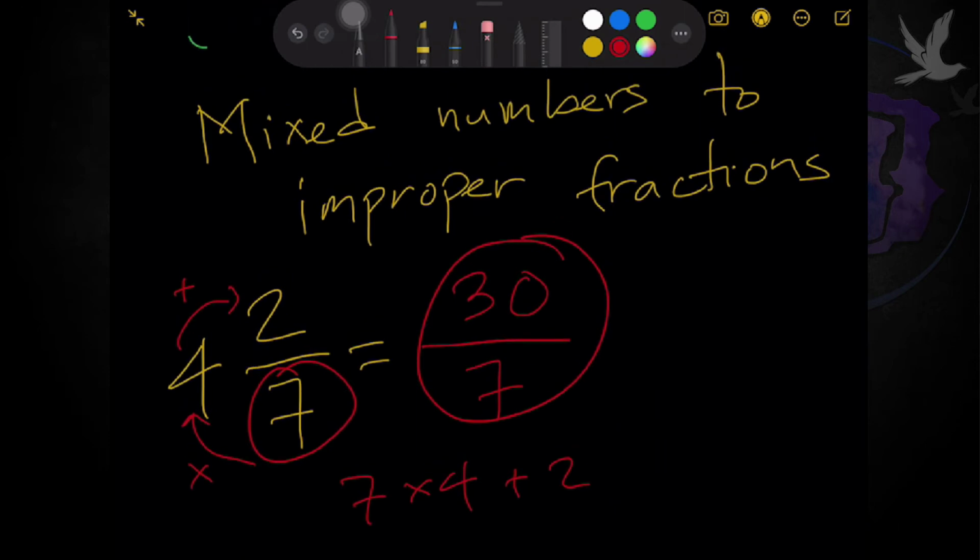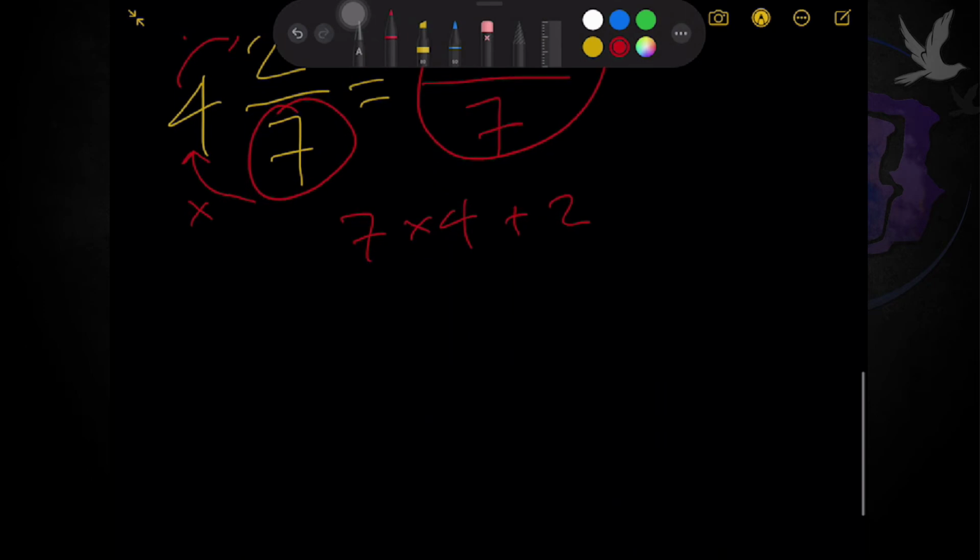Now, how do we do it the other way around? How do we do improper fractions?